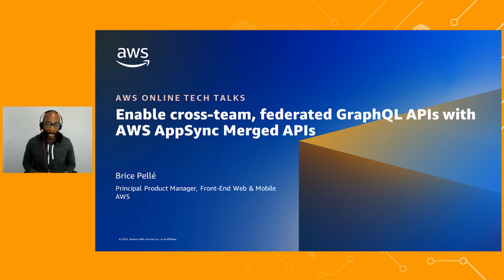My name is Blaise Pele, and I'm a product manager on the AWS AppSync team. For our sessions today, I would like to talk to you about AppSync GraphQL APIs and how AppSync is helping teams come together to build APIs that scale without losing velocity using our new federated API feature, Merged API.